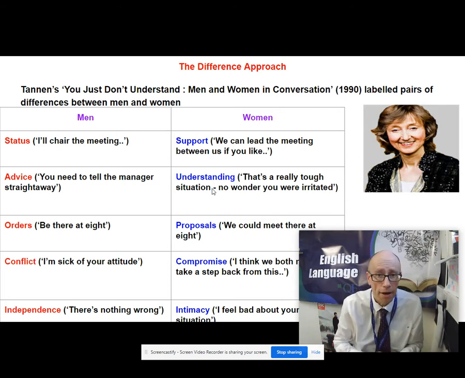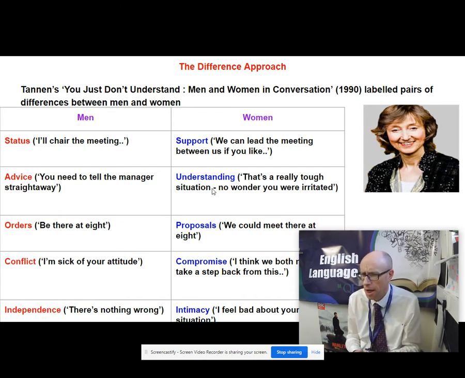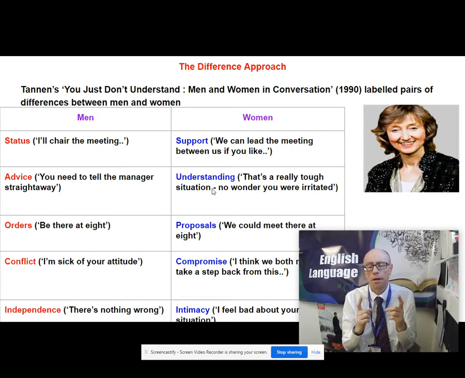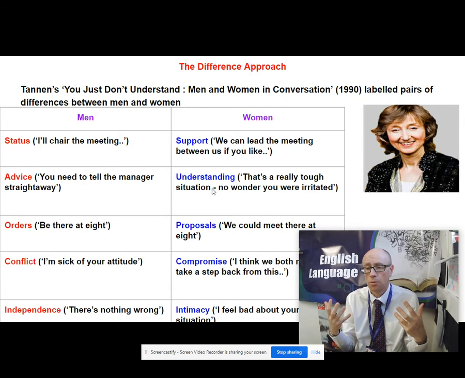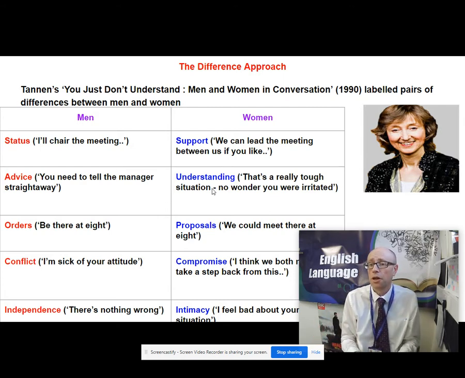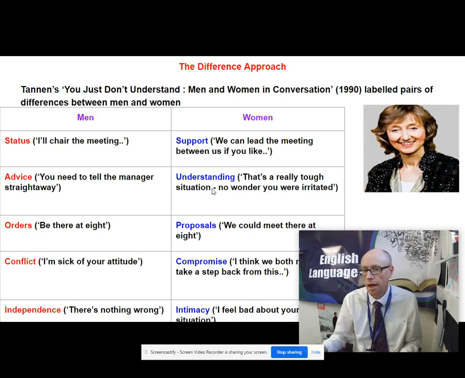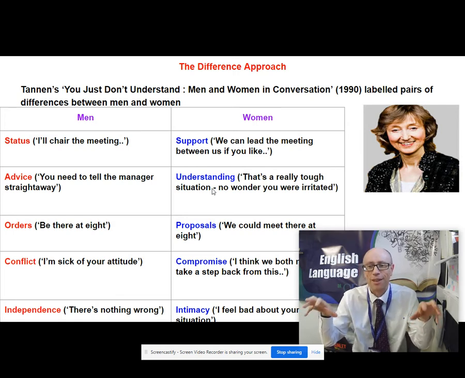The next one is about advice versus understanding. Go to a man with a problem, and he's likely to interpret that as, you need some advice, some guidance. So he'll say something like, you need to tell the manager straight away. Go to a woman with a problem, and she's perhaps more likely to think, well, this is a person who wants understanding. So that's a really tough situation. No wonder you were irritated. Advice versus understanding.